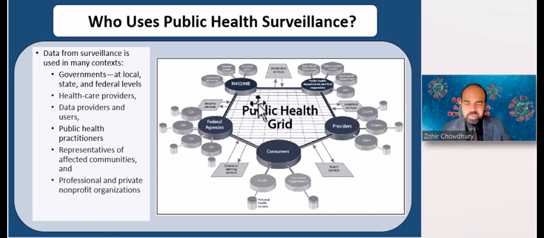Surveillance data can also be used by data providers and users such as the Regional Health Information Organization, as well as Health Information Exchange, and by public health practitioners, representative of affected communities, as well as professionals and private nonprofit organizations in general. So all of these organizations, institutions, or agencies use surveillance to guide their programs.